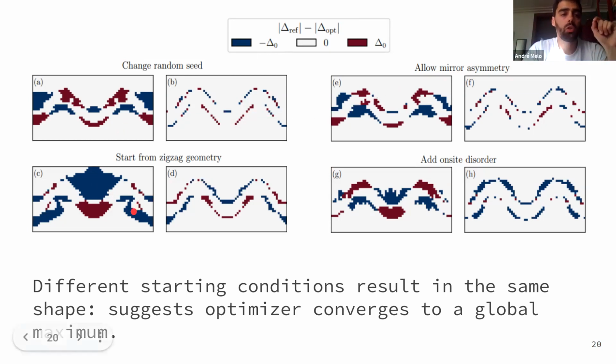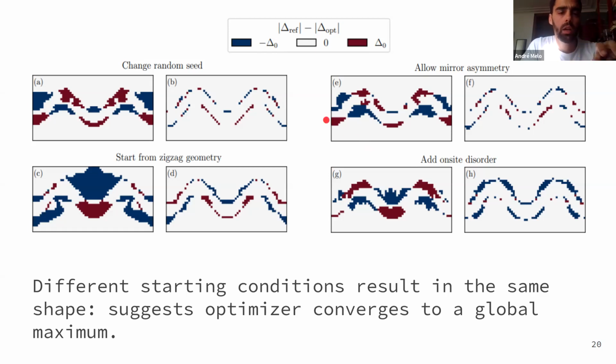We do another simulation starting from a zigzag geometry instead of starting from a straight junction. And we do another simulation where we add on-site disorder. This is just to simulate a finite mean-free path. We do a standard procedure where we just add a random on-site potential at each point.